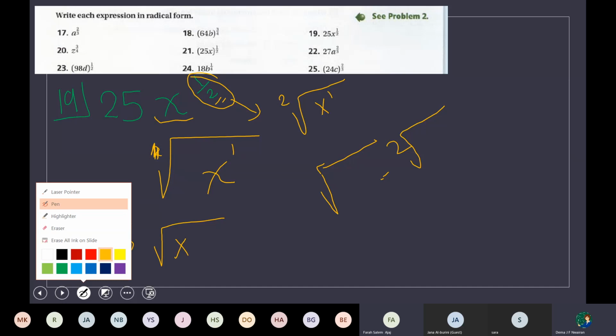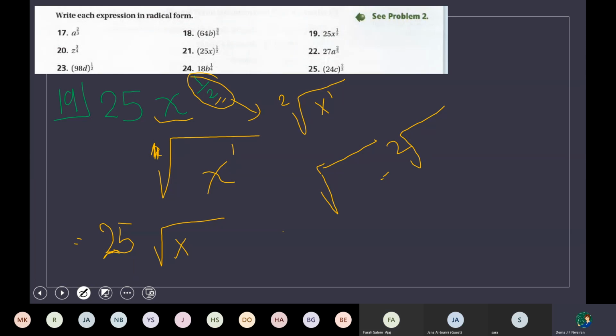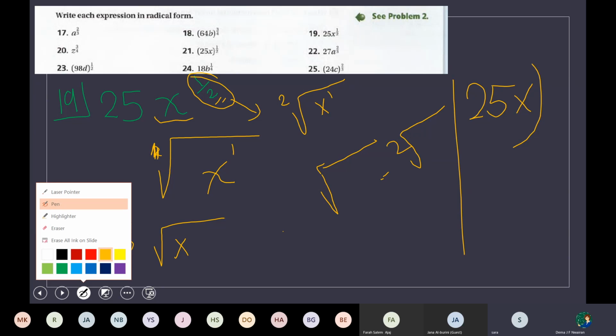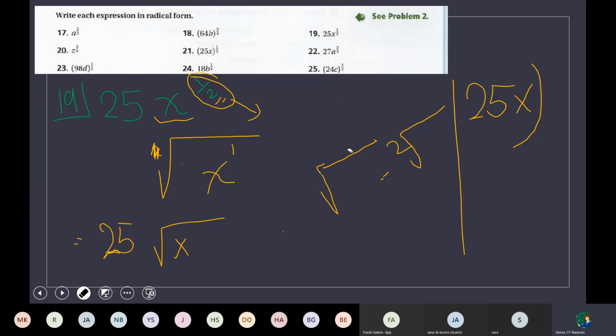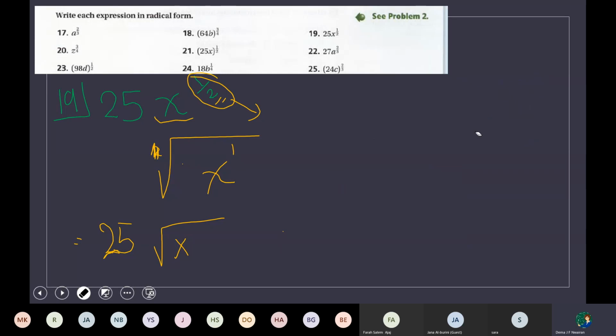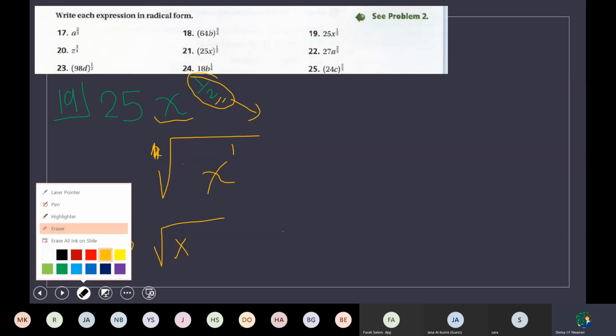Teacher, when they put a bracket around 25x with the power of half, this half is for the 25 and the x. Yes, thank you. Let's try an example. For this one, I keep it as 25x raised to the power half.